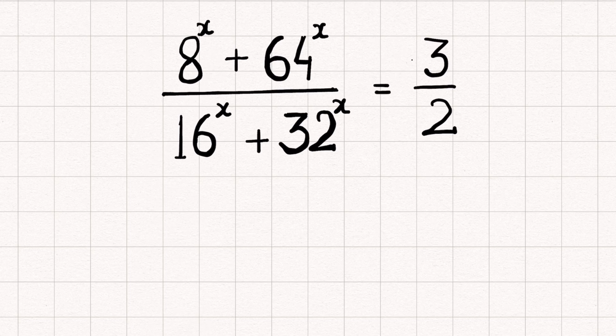8 raised to the power x plus 64 raised to the power x upon 16 raised to the power x plus 32 raised to the power x is equal to 3 upon 2. We have to find the value of x.